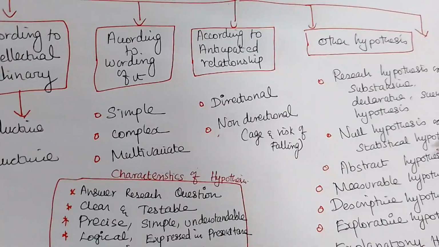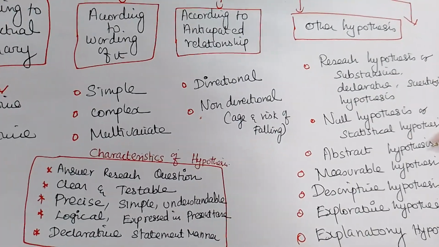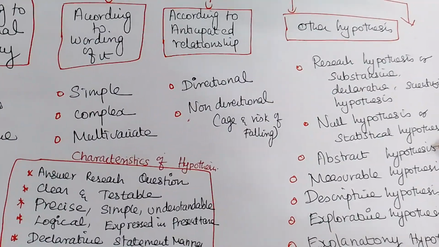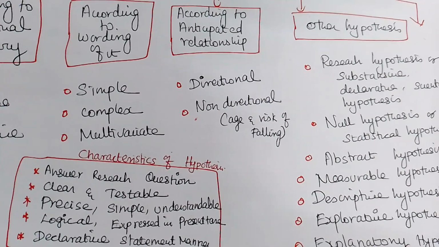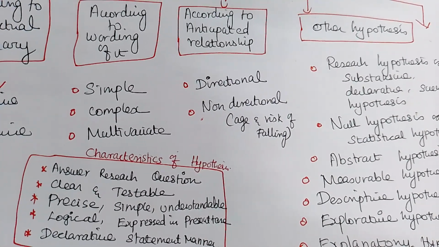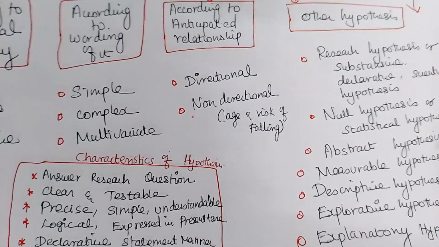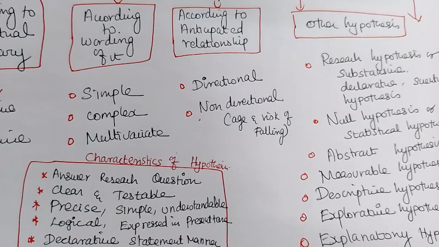Then there is the abstract hypothesis. This hypothesis is not so clear; it is so abstract. Mainly you can see this kind of hypothesis in qualitative studies. Understand? Another is the measurable hypothesis.